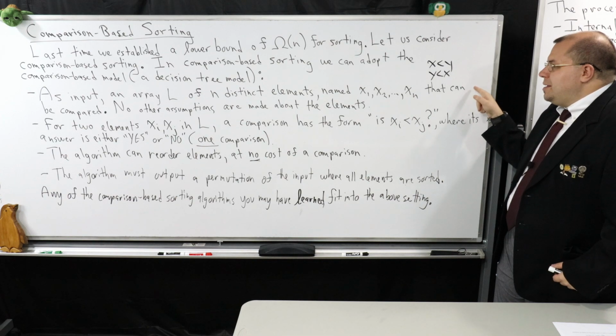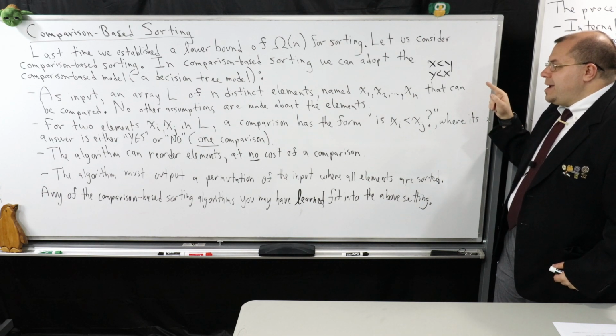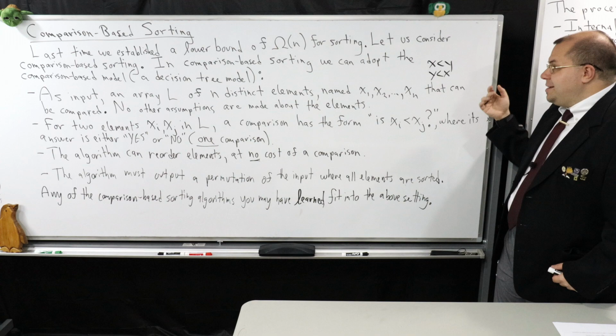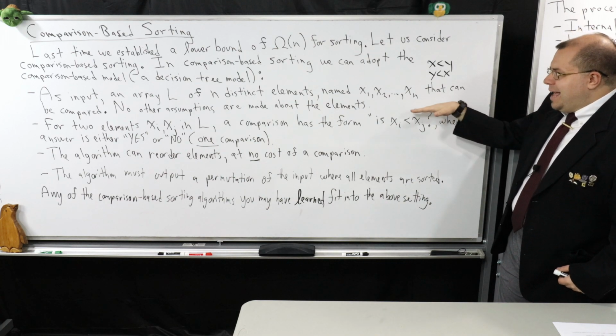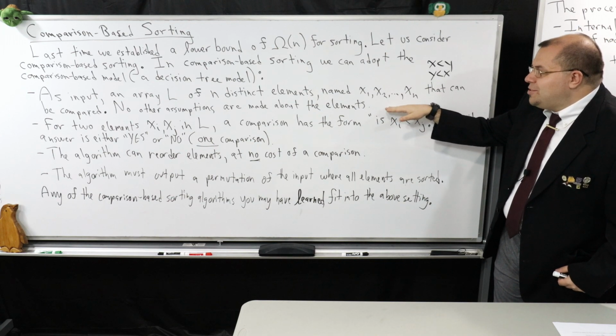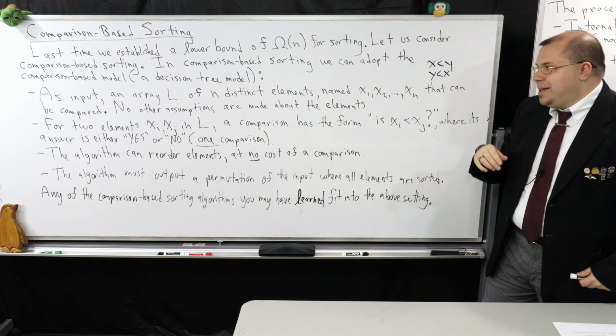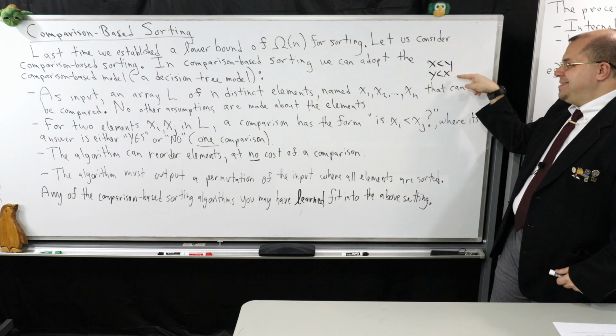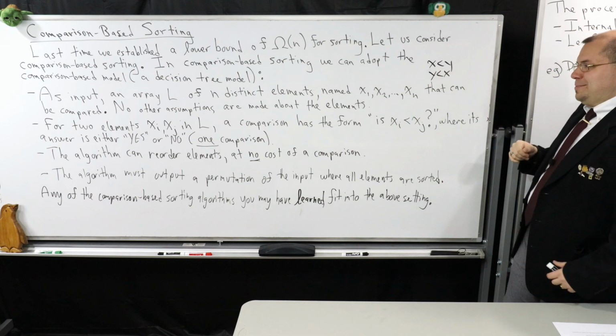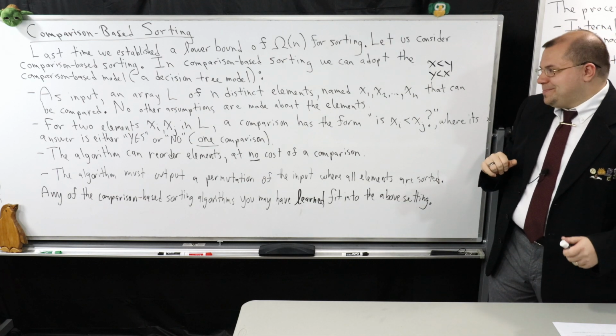So I'm just going to assume that you're given some array L of n distinct elements. I'm going to make no assumptions about what these elements are other than that they're comparable. That means I can tell you this or this. So, like I said, it's going to be very general.